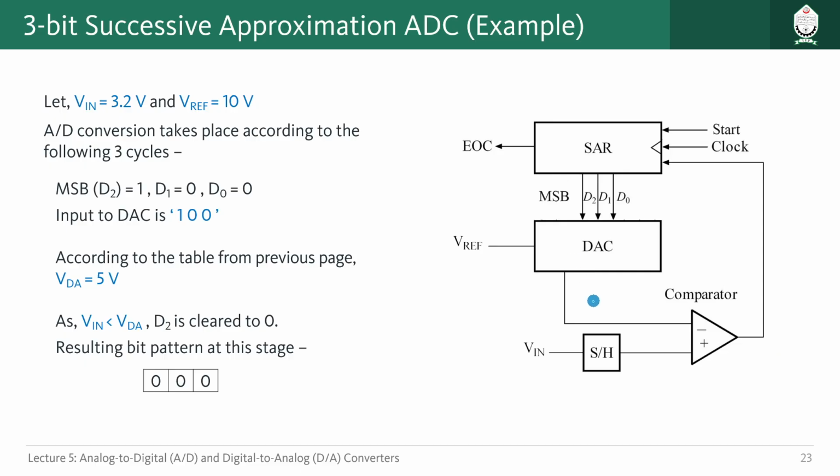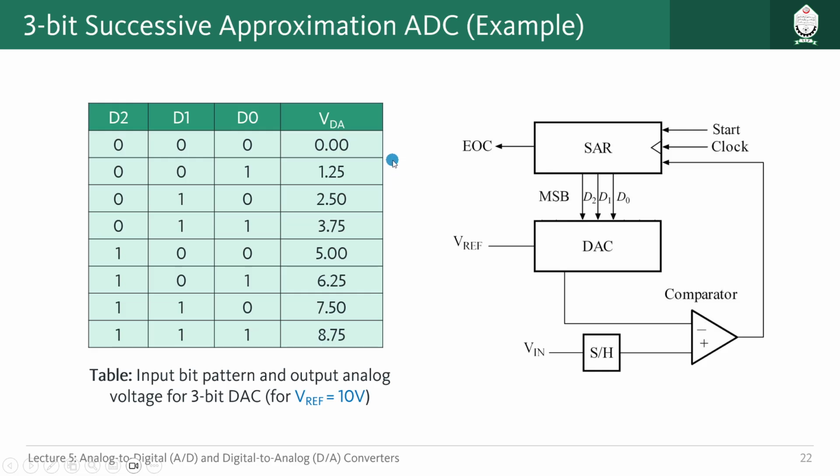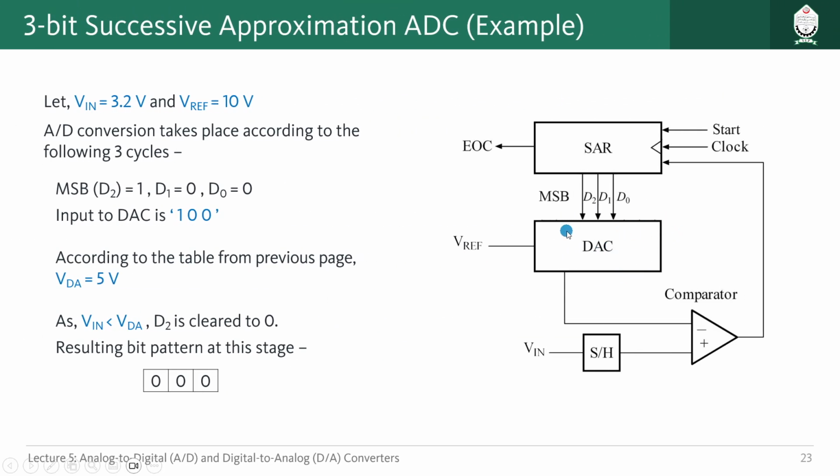Here you can see the V input is given as 3.2 volt and the reference voltage here is 10 volt. For this case, obviously we are going to follow this table for the digital to analog converter, right? This one will be giving this kind of output. So let us understand how in 3 steps this process will complete, right? Everything will start with this start signal that will be coming to the SAR, and SAR will start its guessing from this value.